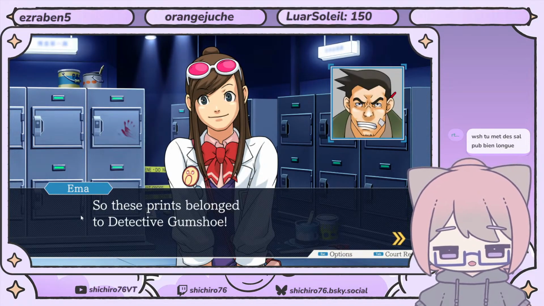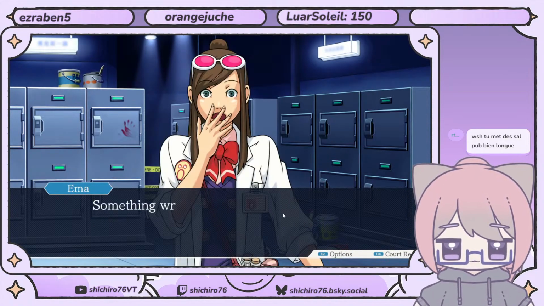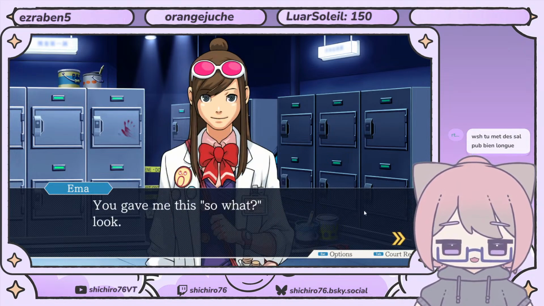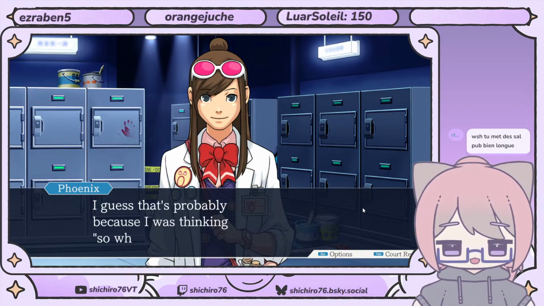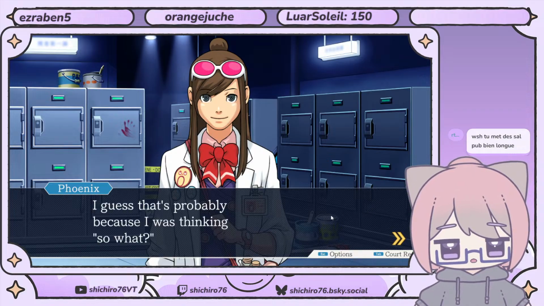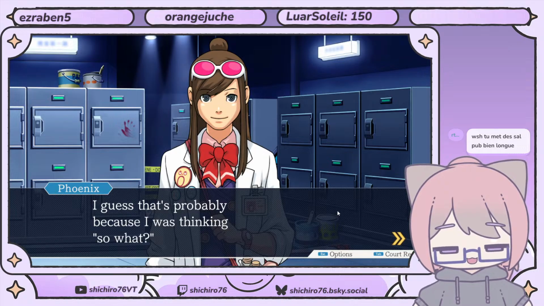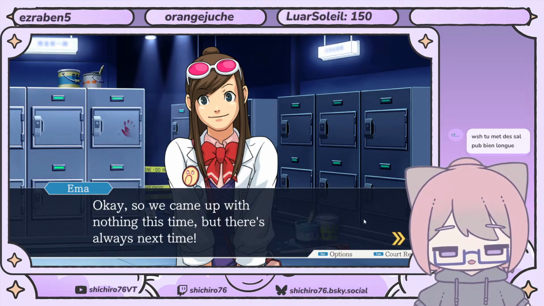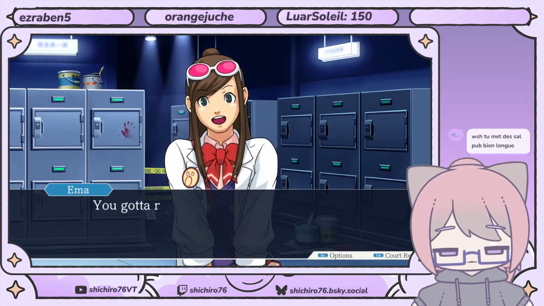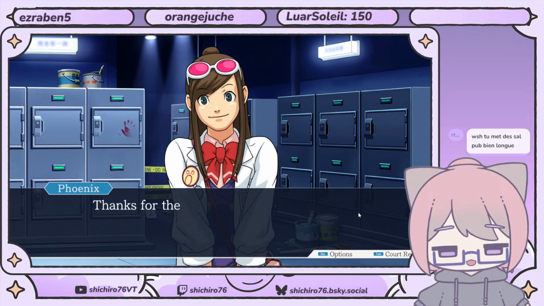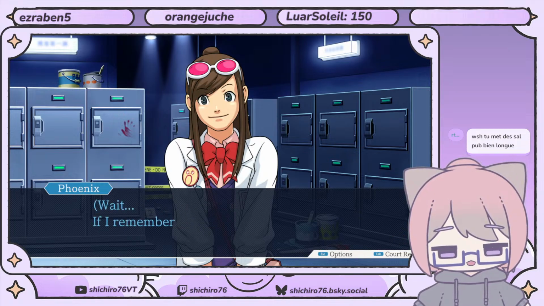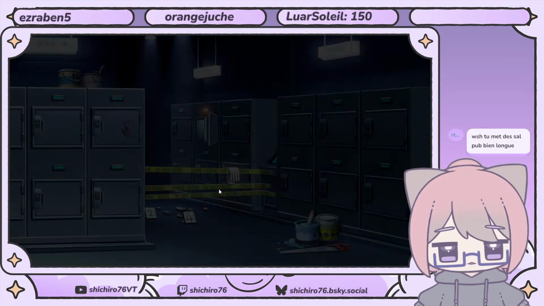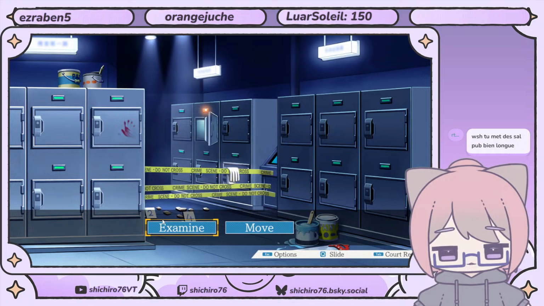So these prints belong to Detective Gumshoe. Something wrong, Mr. Wright? You gave me this, so what look. I guess that's probably because I was thinking, so what. You're so mean, Phoenix. Chill. Okay, so you came up with nothing this time, but there's always next time. Sometimes you hit, sometimes you miss. You gotta roll with the punches, Mr. Wright. Thanks for the sympathy. Wait, if I remember correctly, there was one other handprint in this room. Let's check it out. Sounds pretty good.